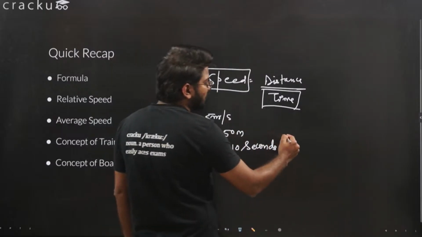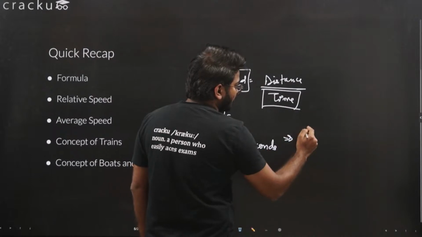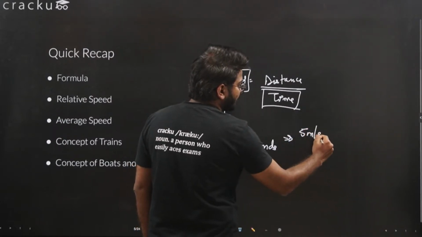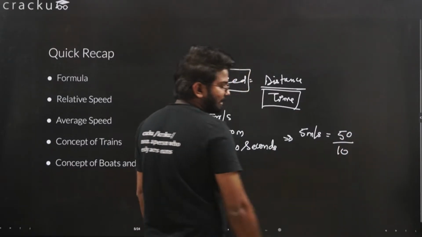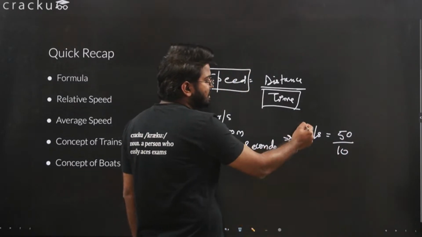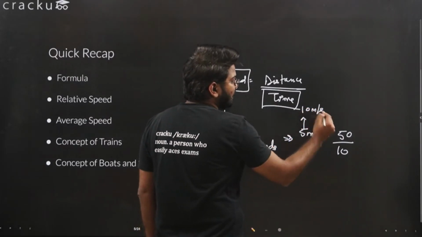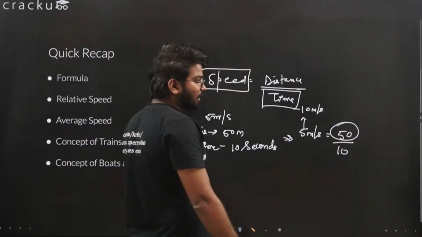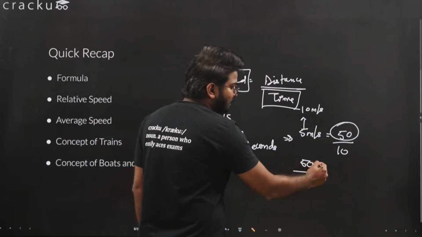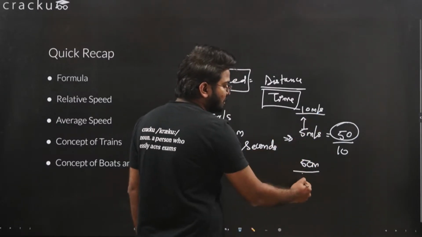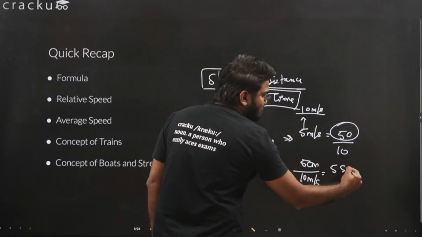Now let's assume, this is 5 meter per second. Distance is 50, time is 10. Now if you increase the speed to 10 meter per second and your distance is fixed, what will be the time? Your time will be 50 meter divided by the new speed, that is 10 meter per second. This will be 5 seconds.